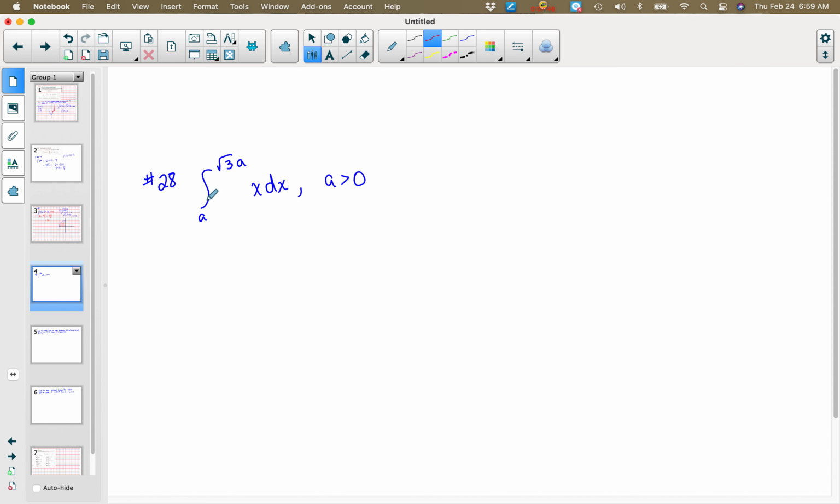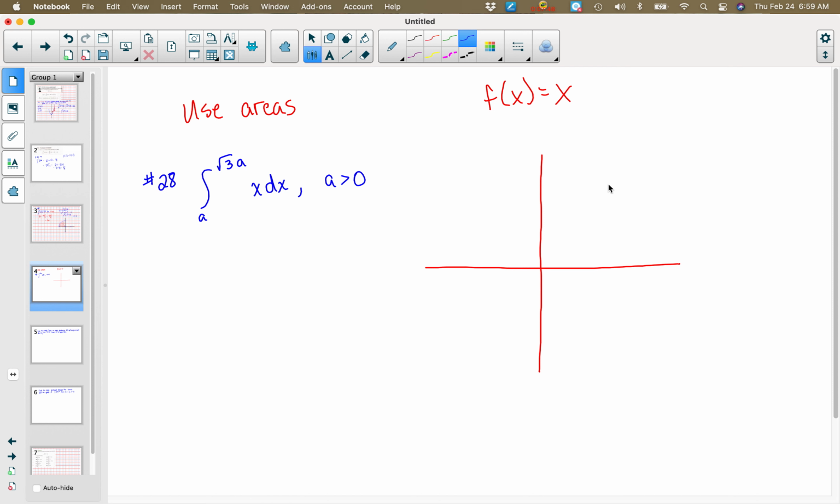So this is number 28 on page 287, and we are asked to use areas to evaluate the integral. So we have to use areas to evaluate this. So here's my function. So f of x equals x. So that's what we would want to graph, which is just the identity line. Okay, so just a quick sketch there. And this time we're evaluating this from a to the square root of 3 times a. And we're told that a is greater than 0, so over here somewhere. Just pick a spot. We're going to call that a.